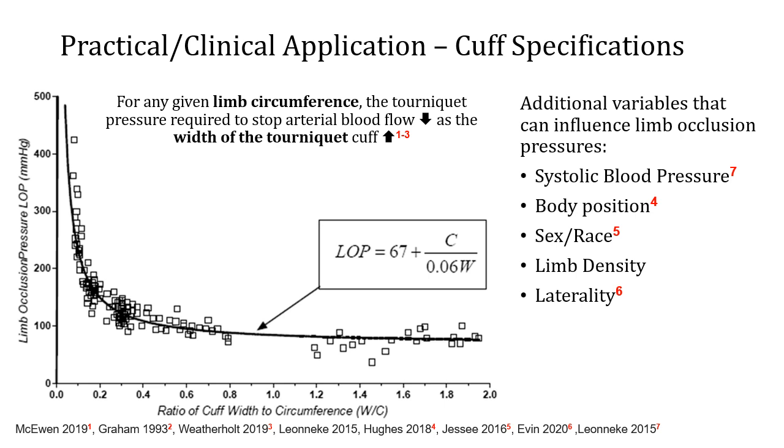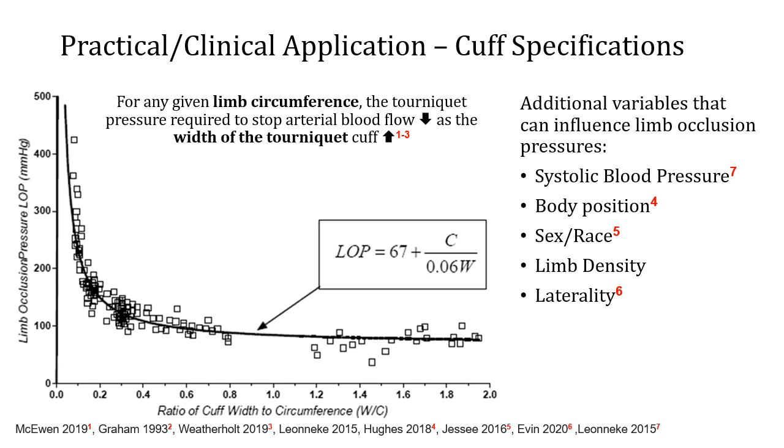So what variables actually determine limb occlusion pressure? For any given limb circumference, the tourniquet pressure required to stop arterial blood flow decreases as the width of the cuff increases. Thus, the width of the cuff matters. Someone's limb occlusion pressure is specific to a brand of cuff. You can't use one limb occlusion pressure across one product versus the next.